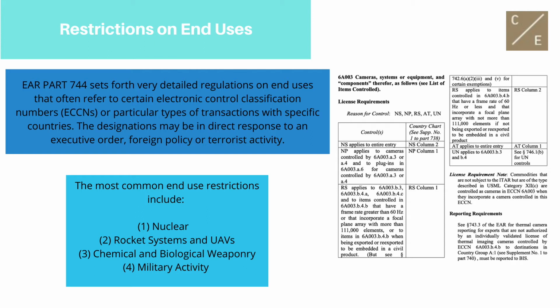To the right is an example of an ECCN that is restricted under military activity that is for the regulation of cameras. As you can see, under the reason for control, there are a list of different codes that signify different types of controls. There's NS for national security, NP for nuclear proliferation, RS for regional stability, AT for anti-terrorism, and UN for United Nations. All of these lend to the reason for the restriction of the end use. To learn more about the ECCNs generally, look to our ECCN video.